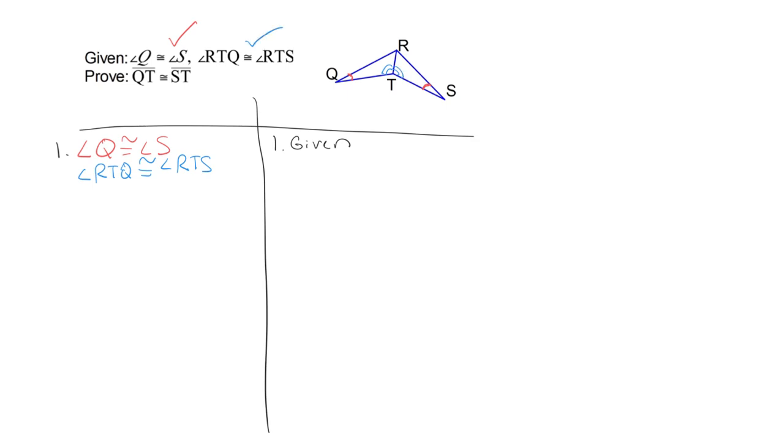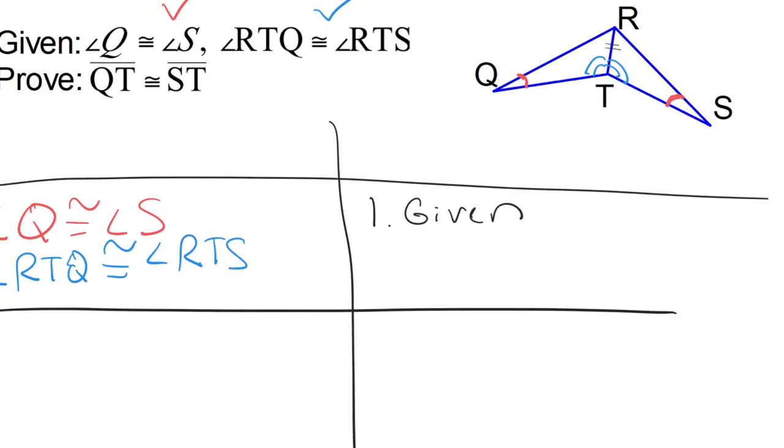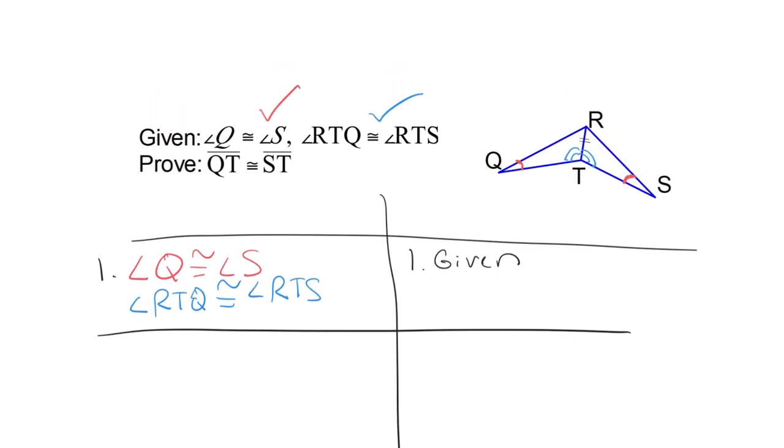All right, so I've used up everything in my given. That's always what you want to do. Use up everything in your given. Once you're done with the given, then we have to look at our picture. And if I look very closely, hopefully we all notice reflexive property, right? RT is congruent to RT. So that's going to be step 2.